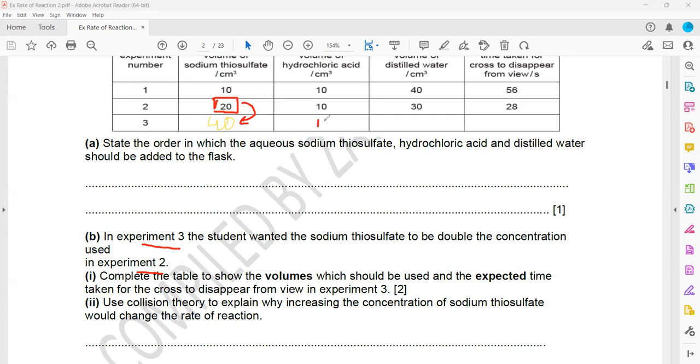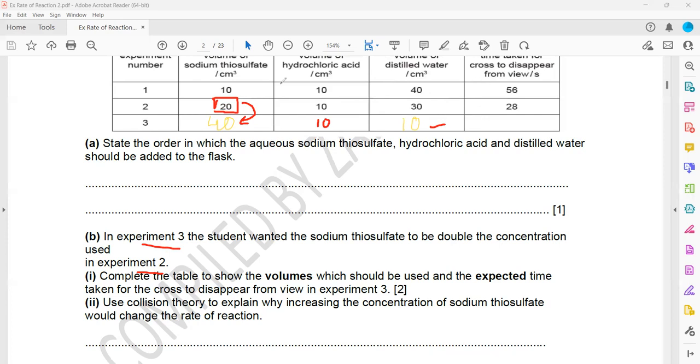Hydrochloric acid, because we are not changing hydrochloric acid, so it is still 10. Then how much water should be there? The total volume of the solution is 60 in experiment 1, 60 in experiment 2, so it should be 60 in experiment 3 as well, because the sum should be equal to 60. So how much water should I add? The amount of water should be 10, because 40 plus 10 plus 10 is 60. 20 plus 10 plus 30, 60. 10 plus 10 plus 40, 60. Because the total volume of the mixture in this experiment is 60.